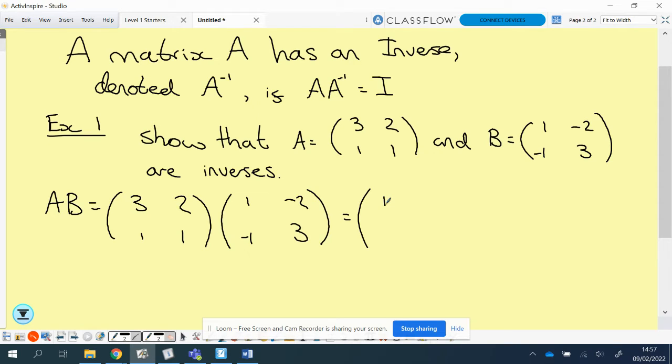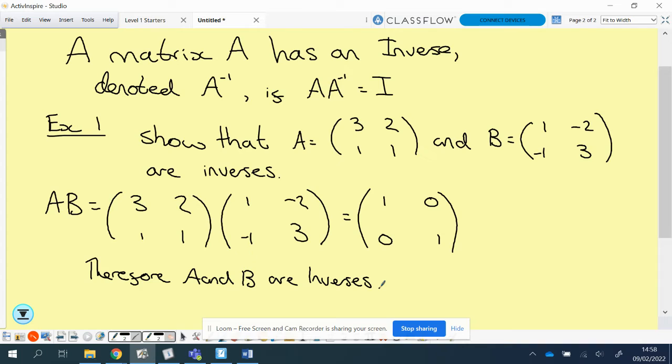Row into the second column: 3 times negative 2 is negative 6, plus 2 lots of 3, which is 6. Negative 6 plus 6 is 0. So I've got 0 in that second entry in the first row. Similarly, second row into the first column: 1 times 1 is 1, plus 1 lot of negative 1, that gives me 0. And 1 lot of negative 2 is negative 2, plus 1 lot of 3, that gives me back 1. As you see, we get the identity matrix back, therefore A and B are inverses.